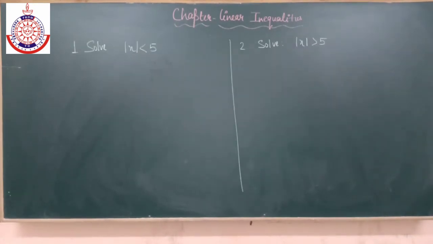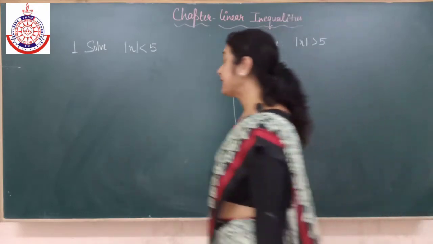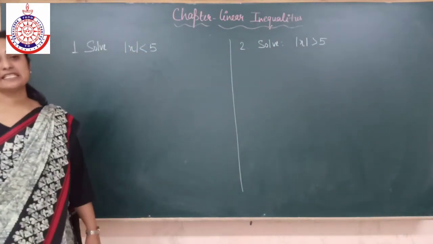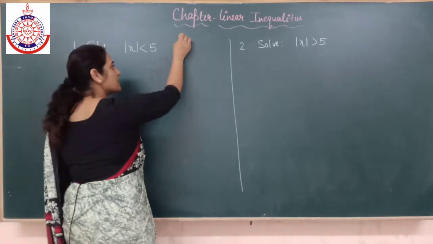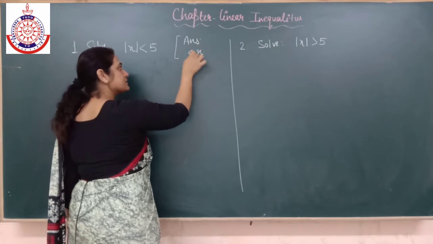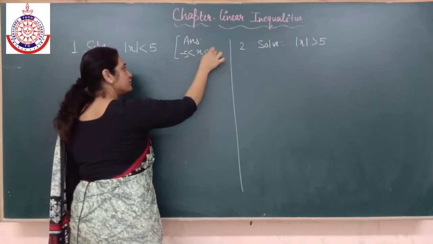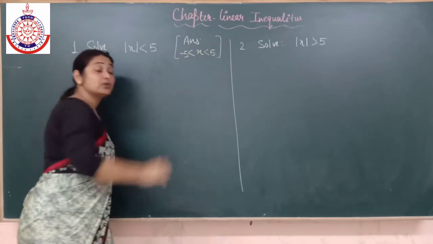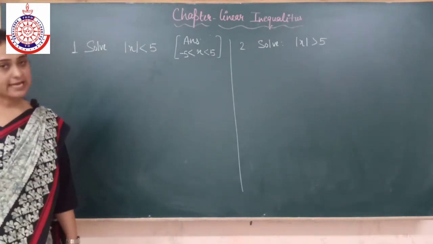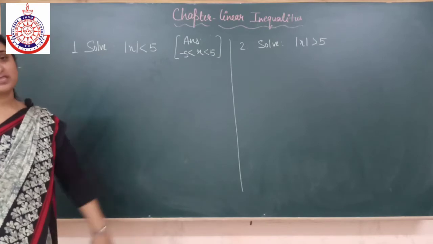Let's pick up the examples. The first is solve modulus of x less than 5. Alright, I know it directly. Which form is it? This is the first result. If modulus of x is less than a, I know the direct answer. My answer would be x is between minus 5 and 5. I know the answer in advance, but when it comes to solving, you won't be writing the direct answers. That will work only in MCQs.